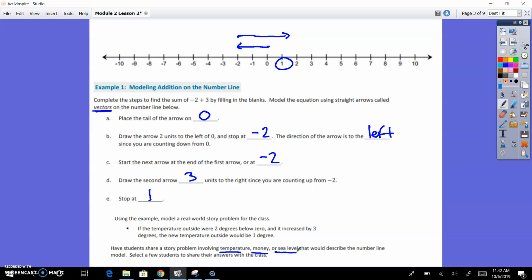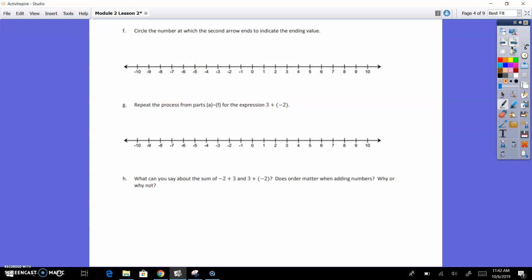Okay, Orange, you're going to go ahead and begin. Okay, so now that we've all shared a story, we have an idea of what a story means when they're talking about a number line. Step F says to circle the number at which the second arrow ends to indicate the ending value. Okay, so that's our next step.